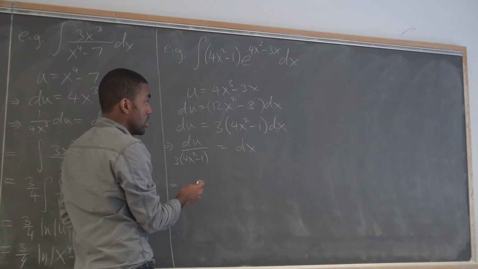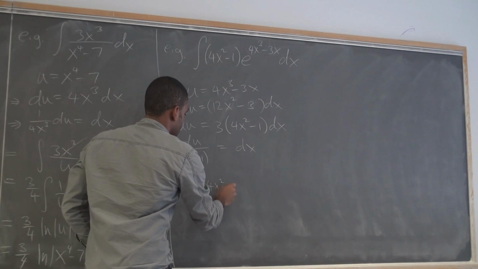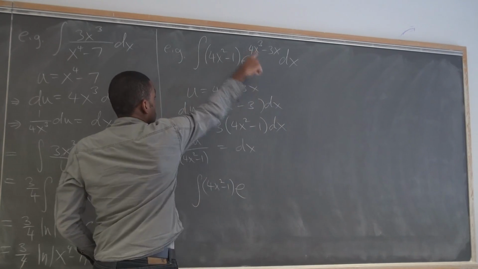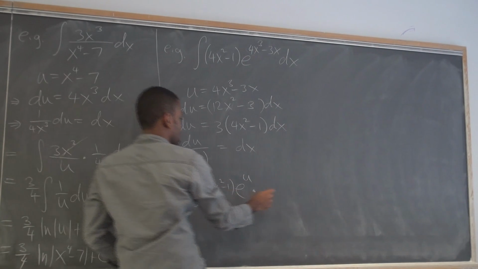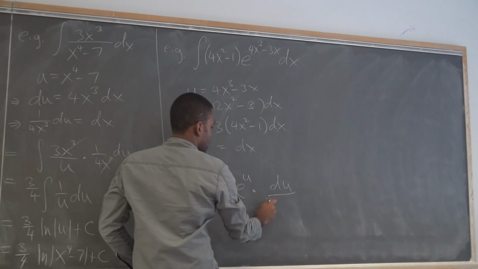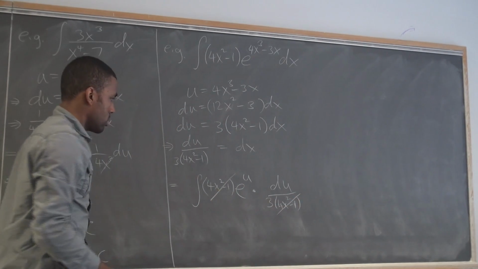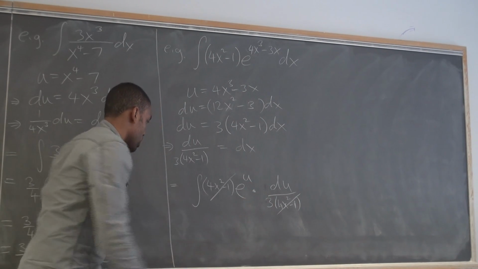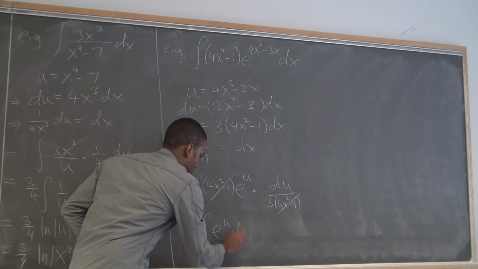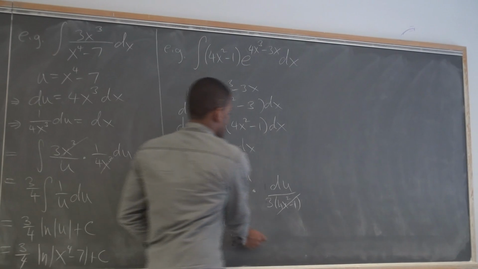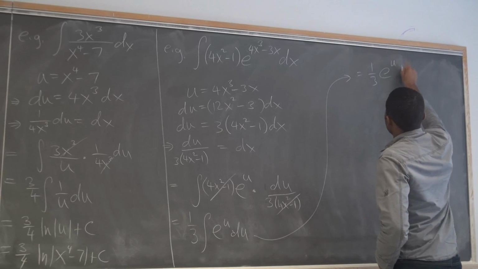it's completely fine. So now our integral becomes, we have this e to the 4x squared minus 1, we replace the power with u. And then the dx, we replace with this du over 3 times 4x squared minus 1. This cancels. This is a third, right, because it's in the denominator, so I can actually factor that out. And what's the integral of e to the u? This is just 1/3 e to the u plus c.